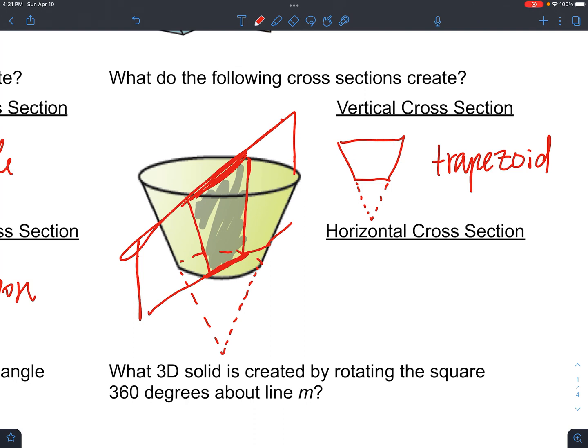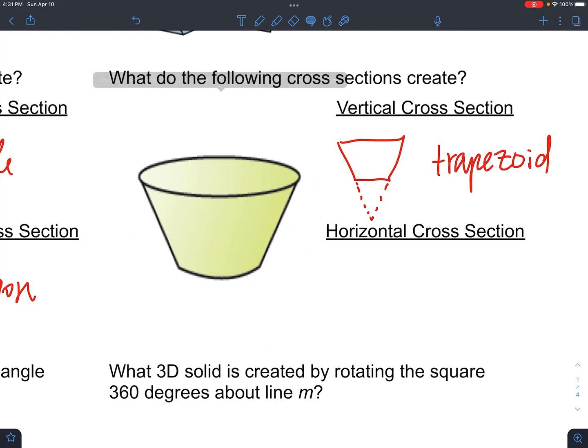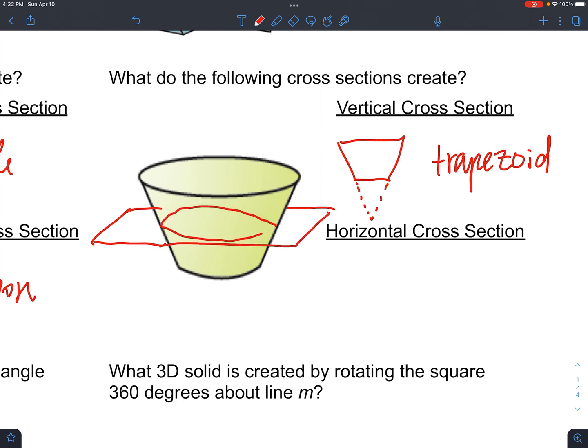And then horizontally is a little easier, because we just have to take a plane and cut it through like this, and we would imagine we would get some sort of circle. Because there are circles on the top, circles on the bottom, in the middle it should also be a circle.